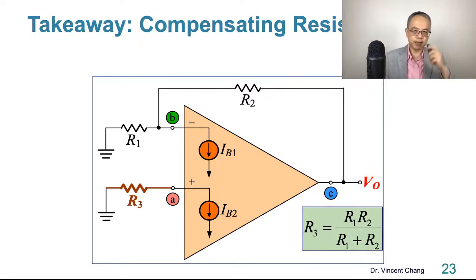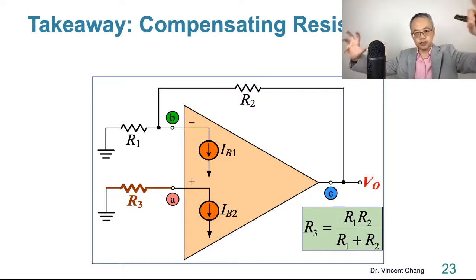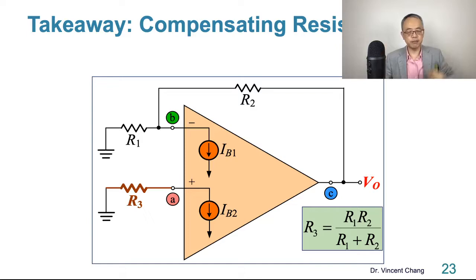Takeaway: how to choose a proper value for the compensation resistor to eliminate the output offset voltage caused by the input bias current. It's the effective resistance you get standing on the inverting terminal, which is the parallel combination of R1 and R2.